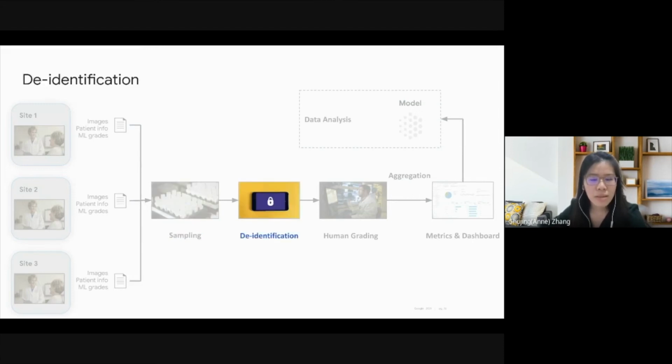Then I'll talk about the de-identification. Why do we do the de-identification? We want to protect user data by preventing the identifying information from going into downstream systems. We adhere to the industry standards to remove the identifying information in both case data and images.